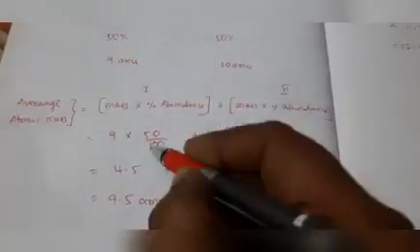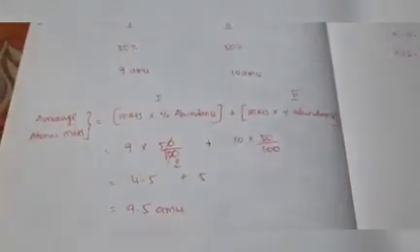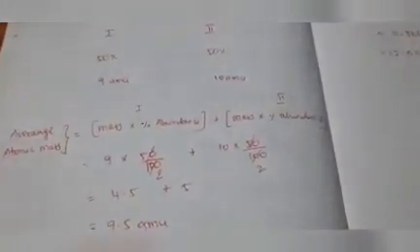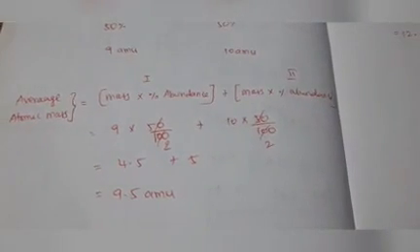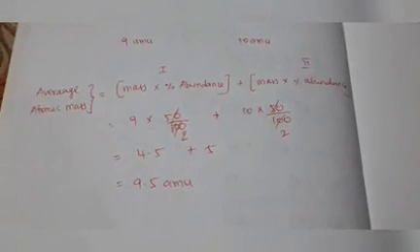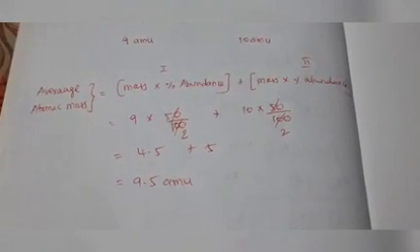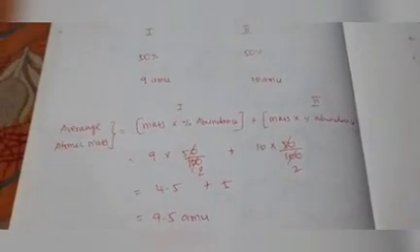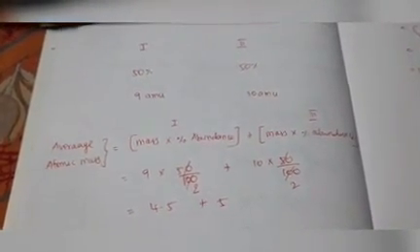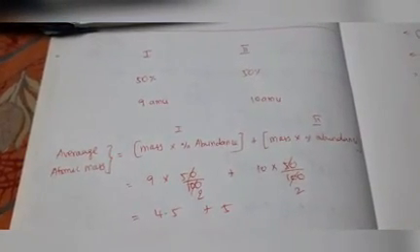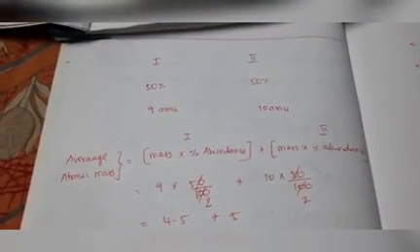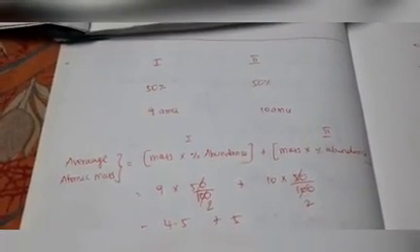If you cancel, 2 times 9 by 2 is 4.5. If we cancel, 2 times 10 by 2 is 5. 4.5 plus 5 is equal to 9.5. This is the average atomic mass. So this is the general method. If you know the percentage abundance and the mass of the isotopes, you can calculate the average atomic mass.